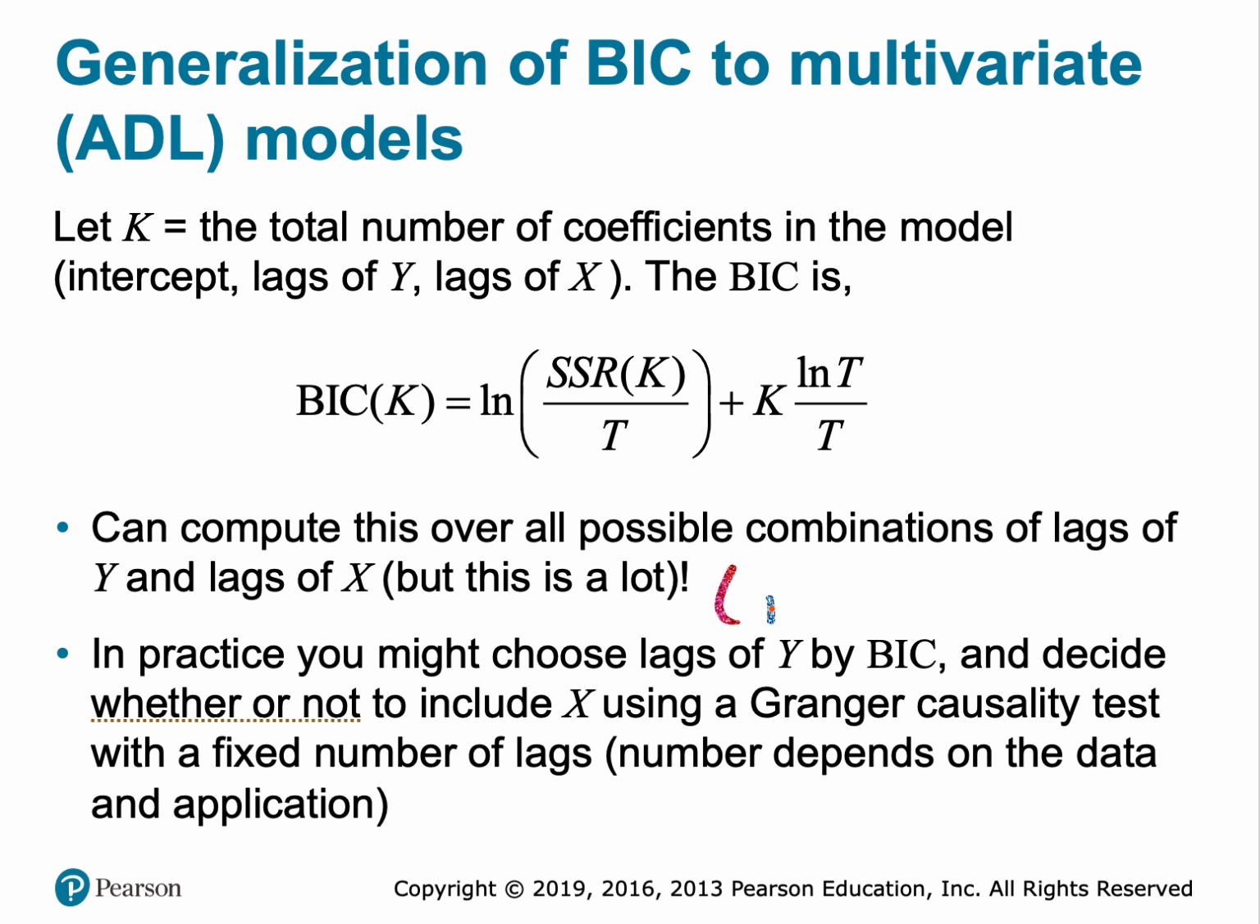You could potentially program it. There are ways to program it. In practice, you might choose lags of Y by BIC and decide whether or not to include X using a Granger causality test with a fixed number of lags, and the number depends on the data and application. And recall that we haven't yet discussed the Granger causality test, but we will in a video in the near future.